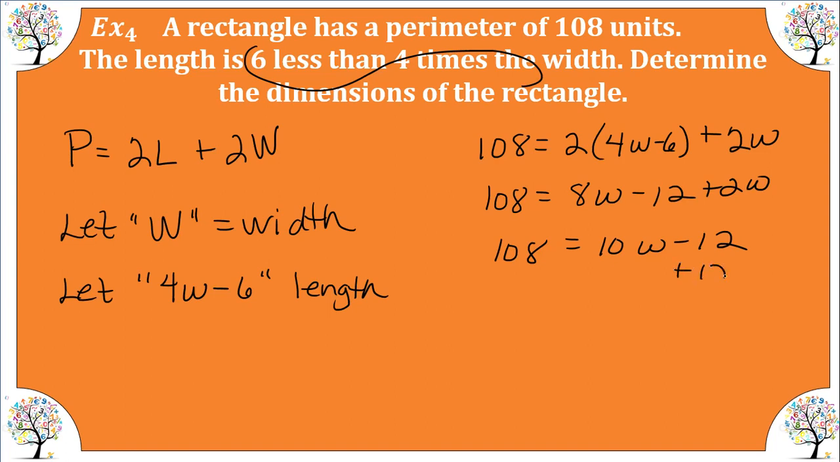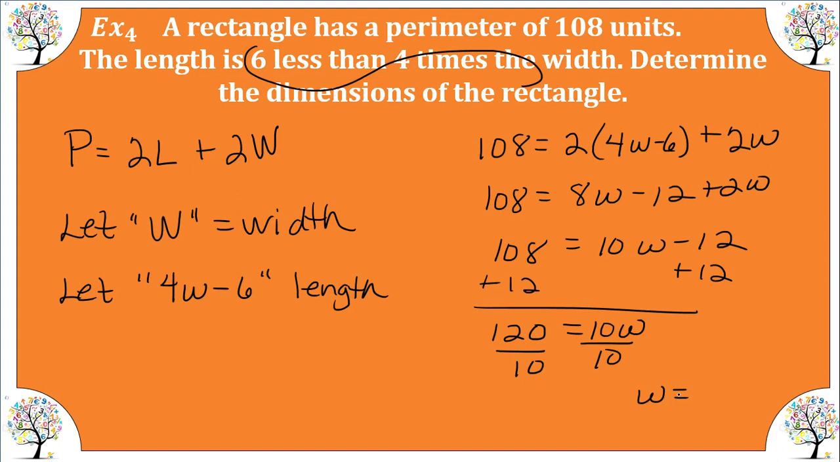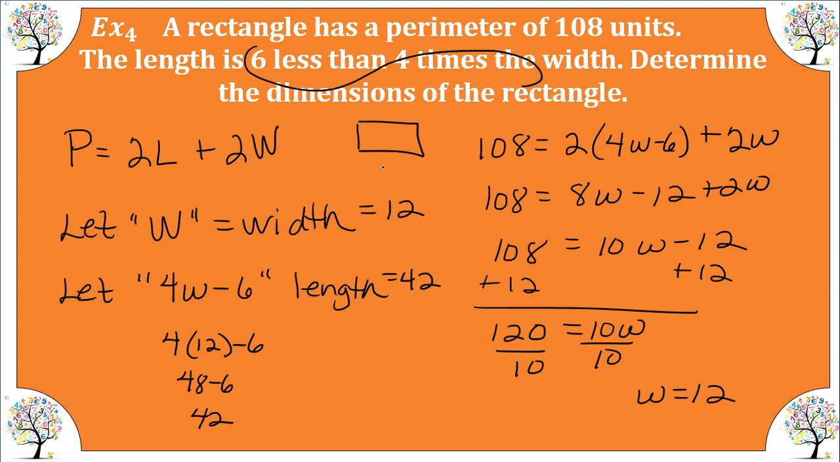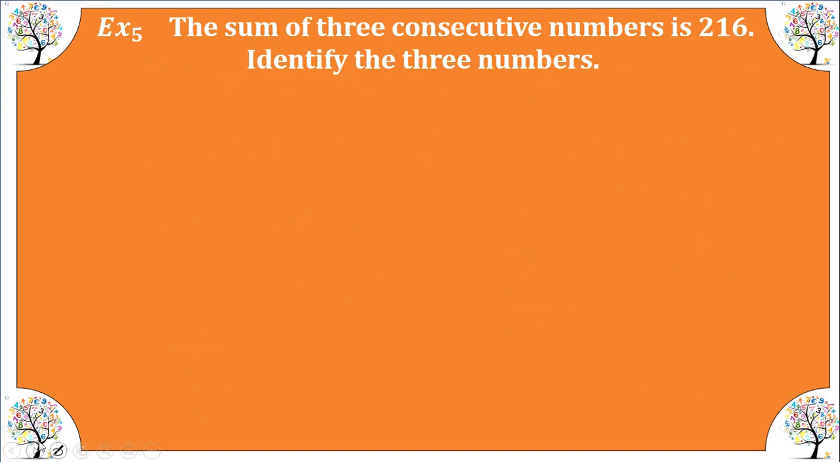Now let's solve. Add 12. So this is going to be 120 equals 10W. We're going to divide, and we're going to get the measurement of the width. So W, which stands for width, is going to be 12. We're going to plug in 12 for W to get the length. 4 times 12 is 48 minus 6 gives me 42. So on our rectangle, we have a width of 12 and we have a length of 42. And if we were to add all of these around, we would get 108.